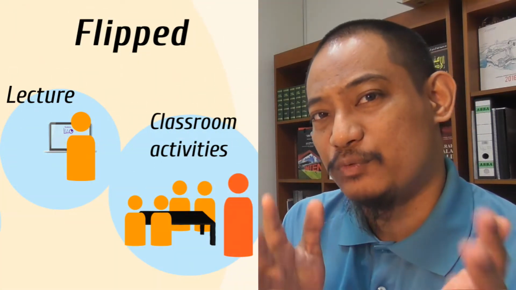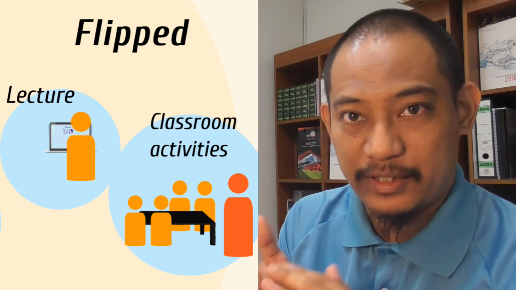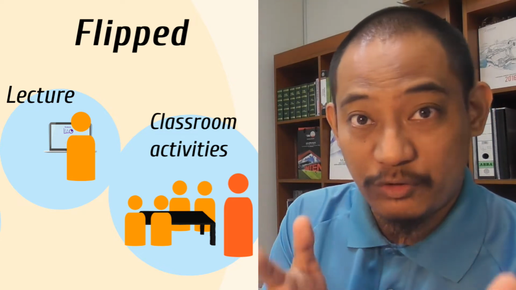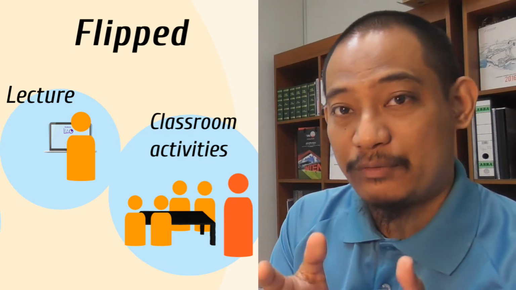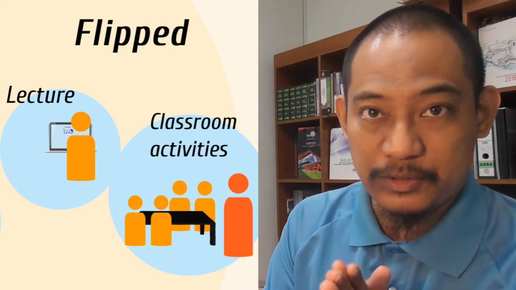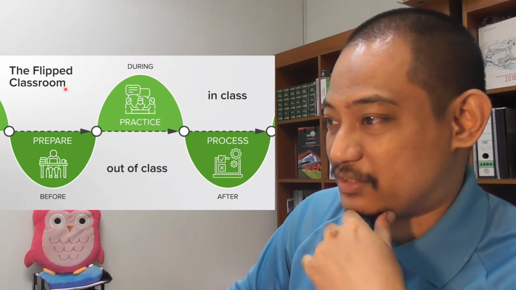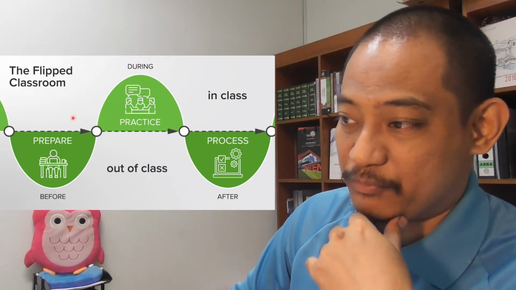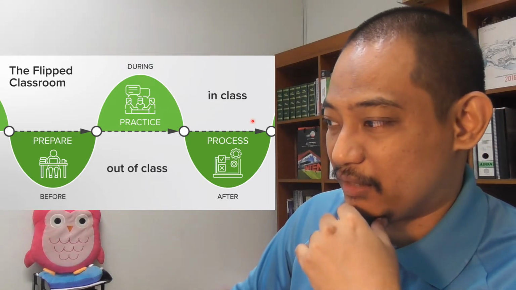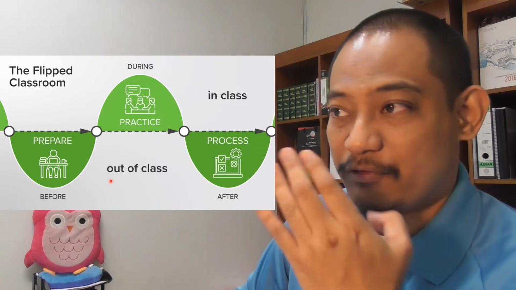What that means is we have to cover the teaching material, the lecture, before coming to class. And in class, we have classroom activities where we have problem solving. We try to apply what we have learned from the teaching material into solving problems. Hence, flipped classroom. Based on this illustration, we can see that we have to prepare beforehand. During class, we have to practice, and afterwards we have to process. So that's basically the idea of flipped classroom.